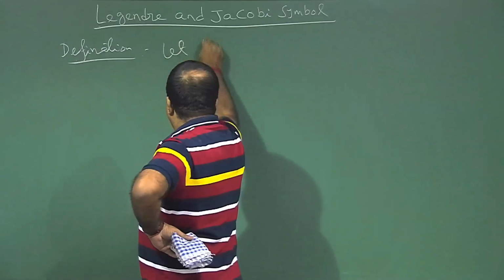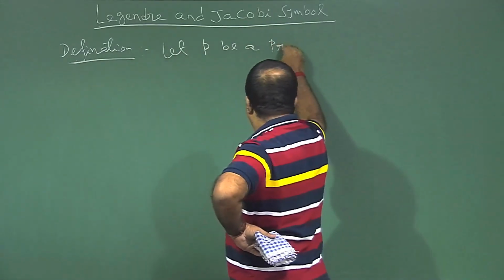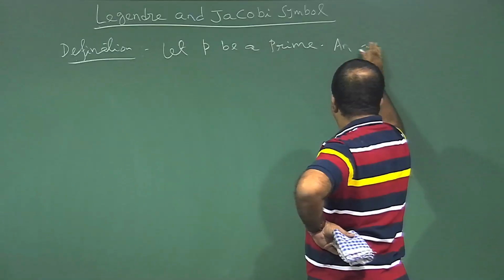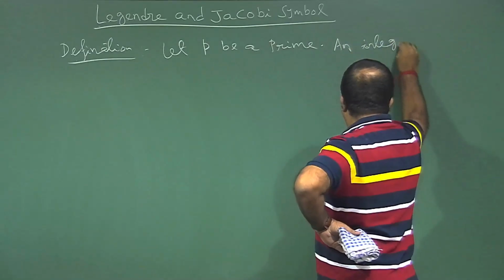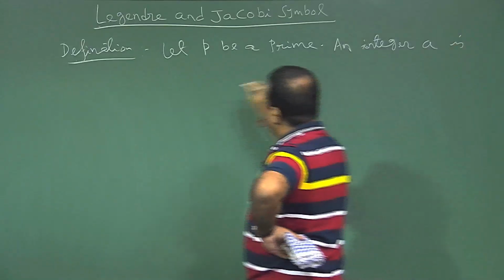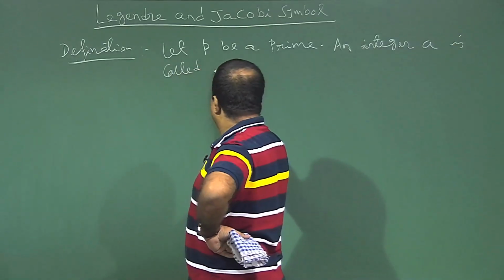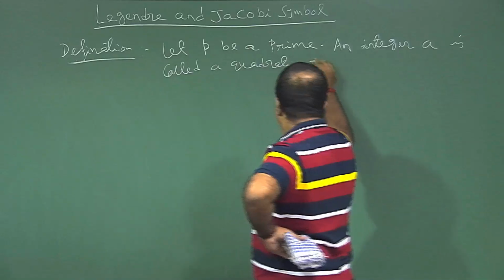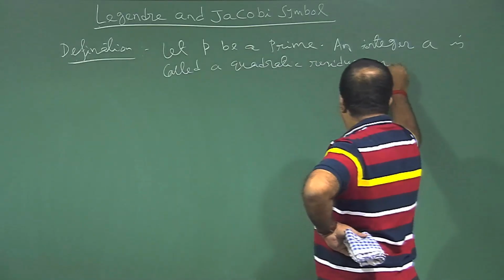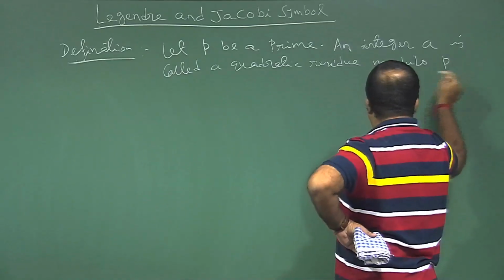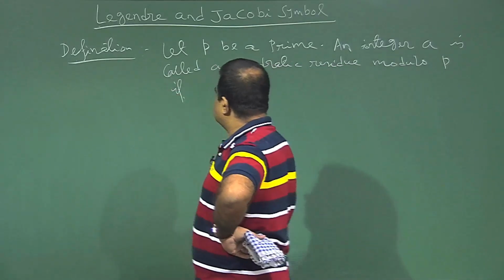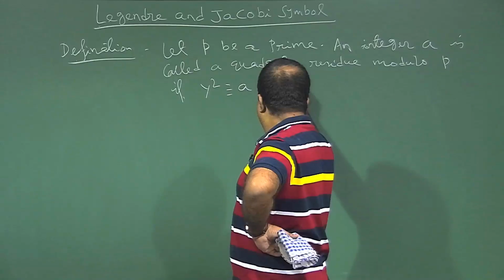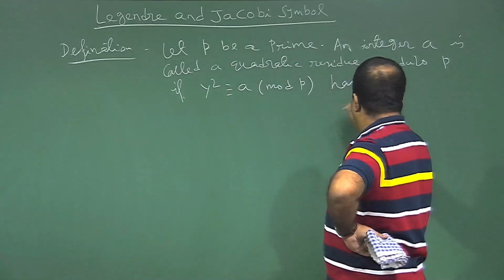So, let P be a prime and an integer A is called, just to recap, a quadratic residue modulo P if it has a square root. That means, if y square is congruent to A mod P has a solution.